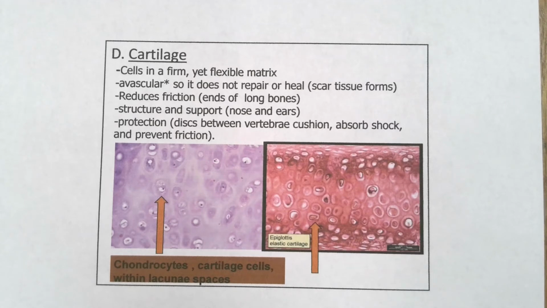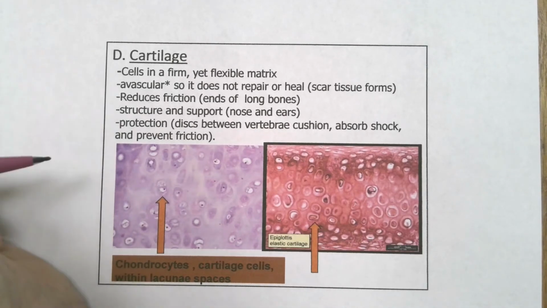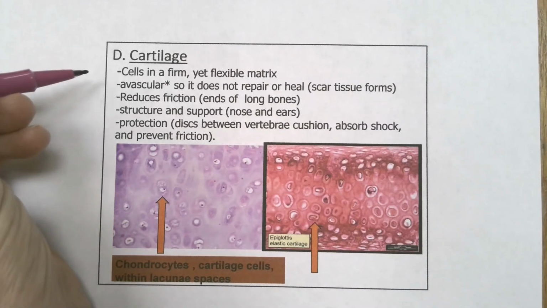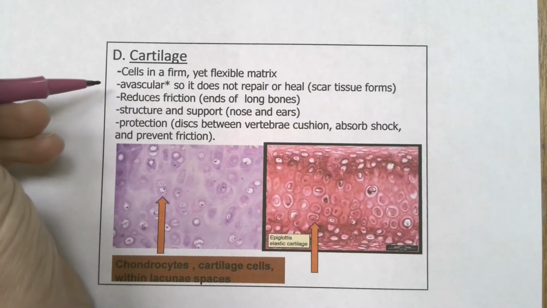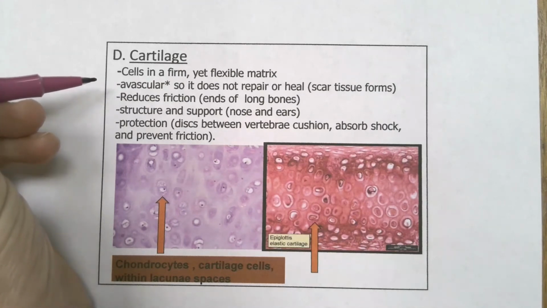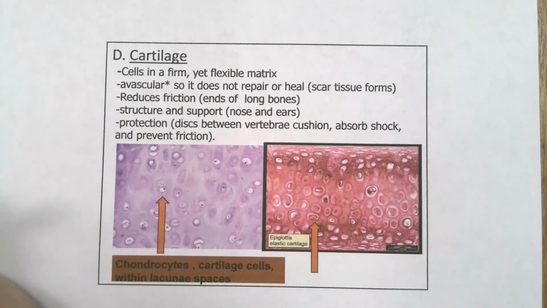Now we're going to shift gears to a firm matrix. So, cartilage, and there are several different forms of cartilage that we're not going to get into a ton. You've got elastic cartilage, fibrocartilage, and hyaline cartilage. They all have cells in a firm yet flexible matrix. They're all avascular, so it doesn't repair and heal, and scar tissue is going to form. It has several different functions depending on the location.